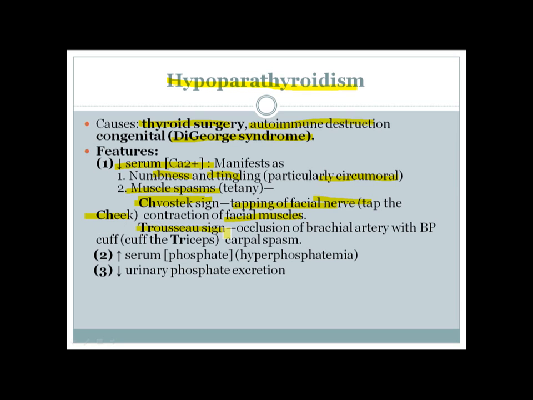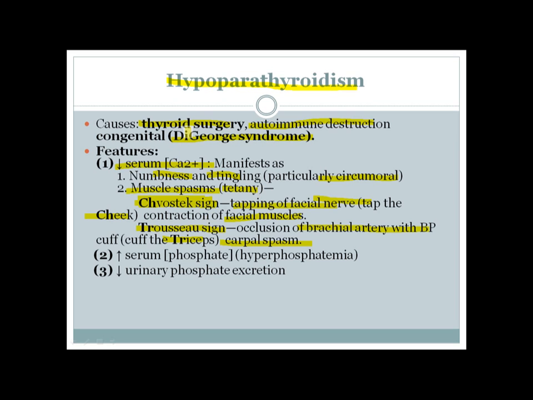Trousseau sign is another sign to look for latent hypocalcemia, where occlusion of the brachial artery with a BP cuff or cuffing the triceps will lead to carpal spasm. So those are the signs which need to be elicited in a patient who has mild to moderate hypocalcemia. But if someone has severe hypocalcemia, he or she will develop tetany or spasms all over the body, and it can lead to possible death due to spasm of the laryngeal muscles.